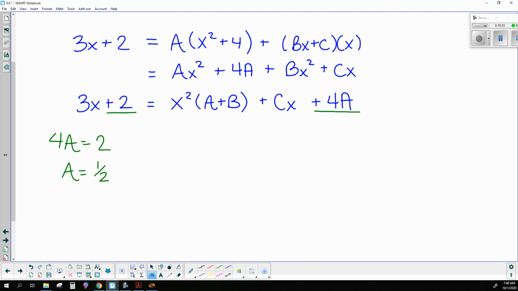Next, the c term has an x, so does that. So that must mean that cx, oops, I'm sorry, I should not have put that x in there. Let me back up, sorry. C is equal to 3, right? 3x, cx. So c is equal to 3.